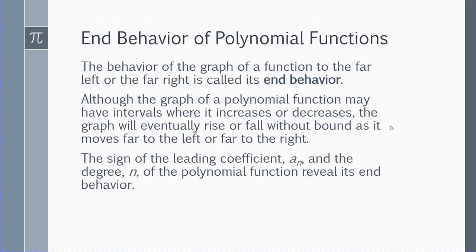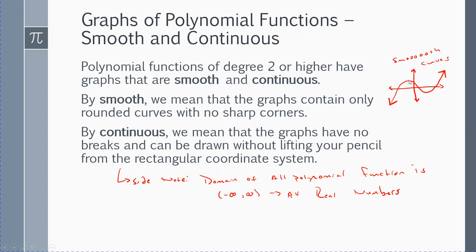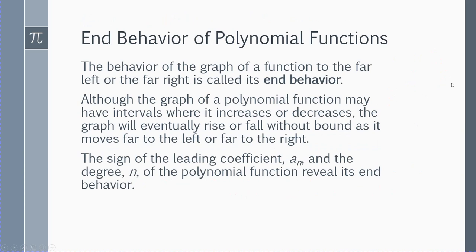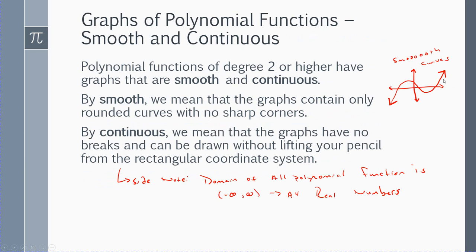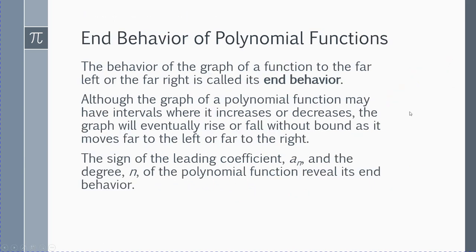So the behavior of the graph of a function to the far left or far right, as x decreases without bound or as x increases without bound, is called its end behavior. Although the graph of a polynomial function may have intervals where it increases or decreases, like you see here, increasing, then decreasing, and then increasing, the graph will eventually rise or fall without bound. That means these arrows go up to infinity or down to negative infinity as it moves far to the left or far to the right.